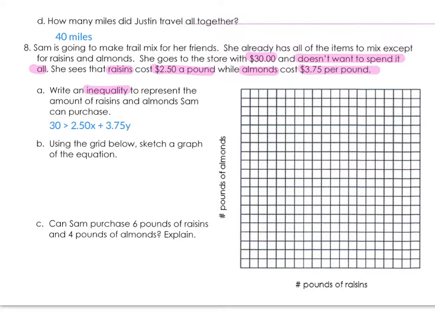So first, up here, I'm going to subtract the 2.50x over, so that gives me negative 2.50x plus 30 is greater than 3.75y. Then I'm going to divide all my terms, so remember terms are separated by addition and subtraction, by that 3.75. And when I do that, I end up with negative 2/3 x plus 8 is greater than y.